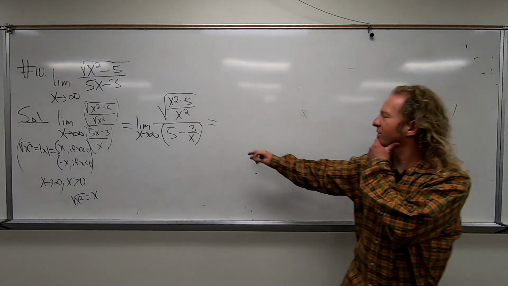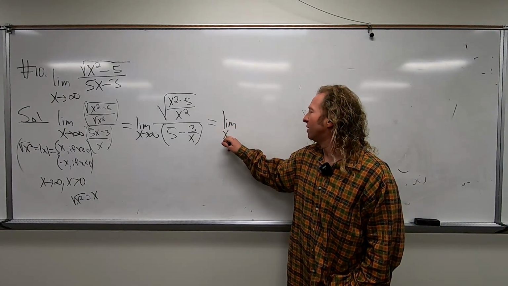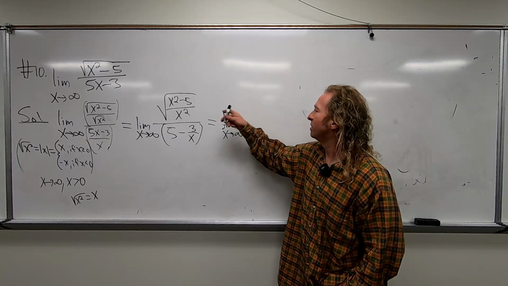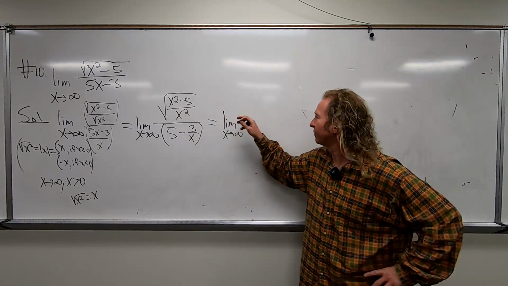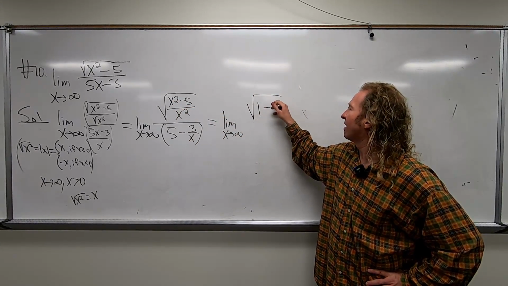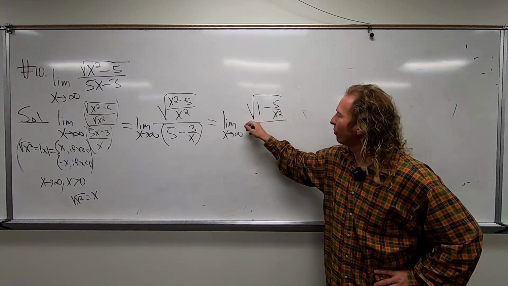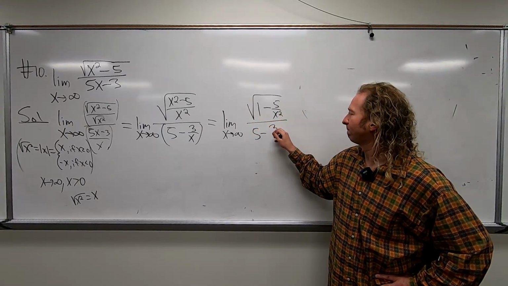This is equal to the limit. Oh, it's already been over an hour. As x goes to infinity, this will be x squared over x squared, so that's 1. 1 minus 5 over x squared over, and then I'll just write this piece again.